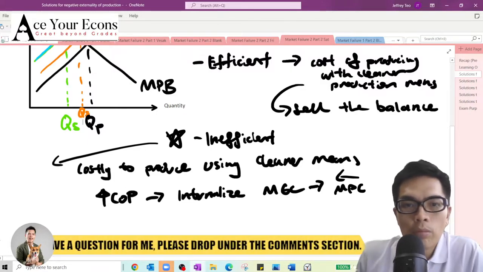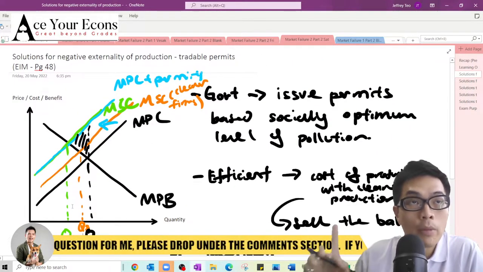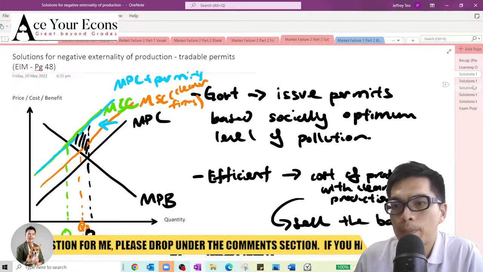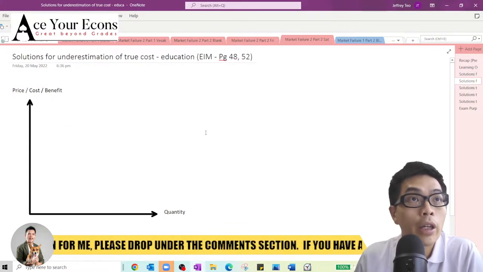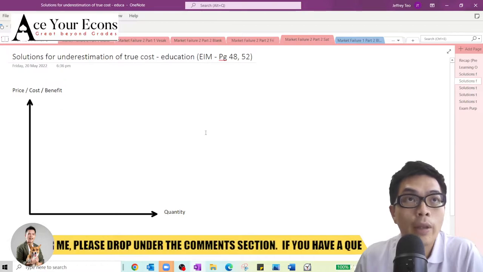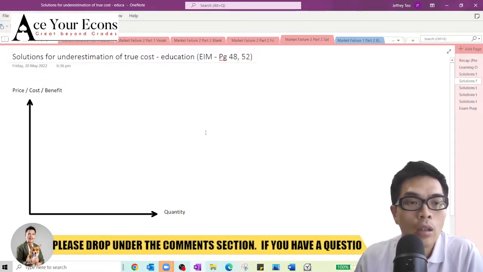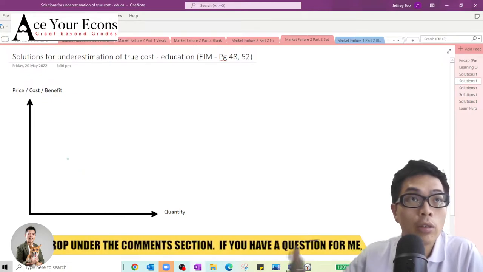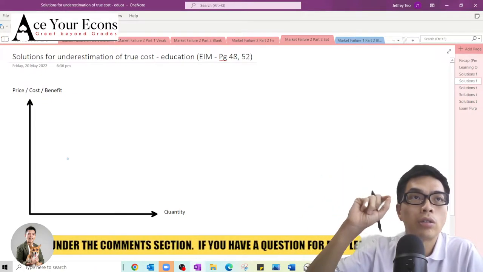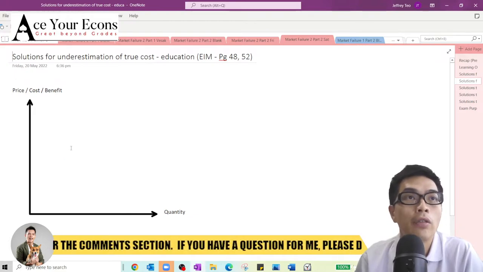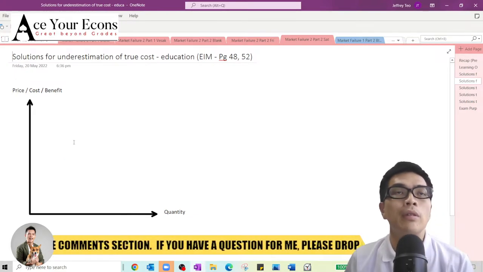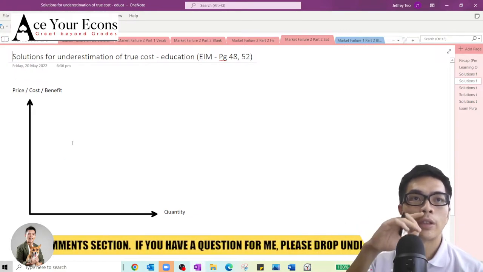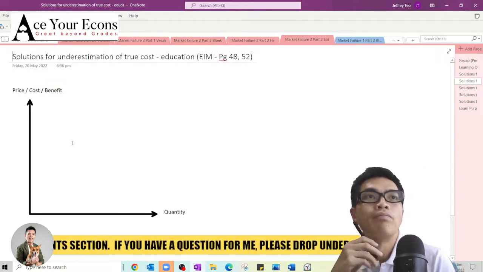All right, I'm going to move on to the next part. Tradable permits will be tested later. Next part will be on underestimation of true cost. So now let's quickly illustrate underestimation of true cost. Give me an example: how will consumers underestimate the true cost of consuming a particular good? Which good do you think is going to be present? Which good?